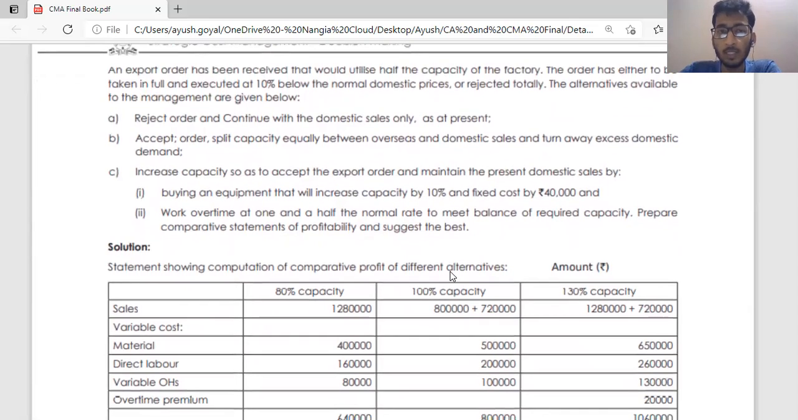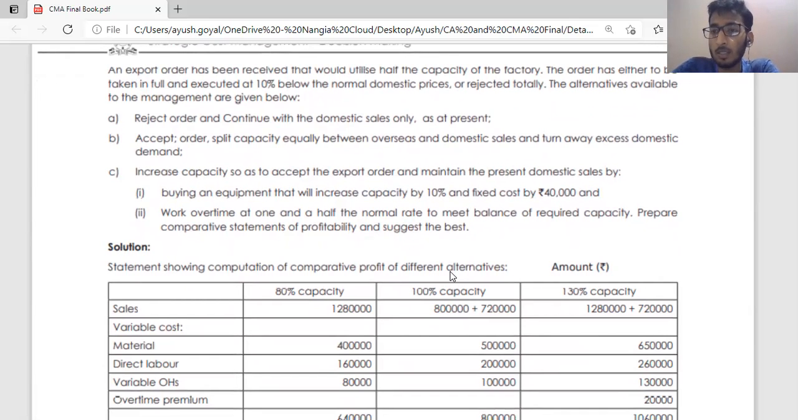So basically, the balance 30% of the domestic demand, which we are not able to fulfill just because we are accepting the export order, you need to give away. That excess demand of 30% for the domestic product. And the third option available to you is to increase capacity. You need to increase the capacity.